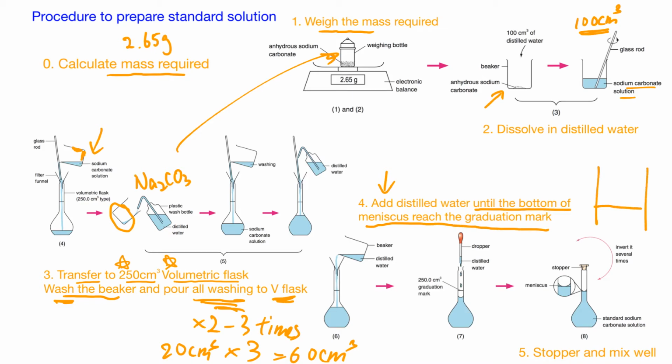If you remember, this is called the graduation mark, and at the water level you will see a meniscus. It is not a straight line, it is a curvature. We want the bottom of the curvature to touch this graduation mark. If it touches the graduation mark, that means the volume of the solution inside this volumetric flask will be exactly 250 cm³, in this case.